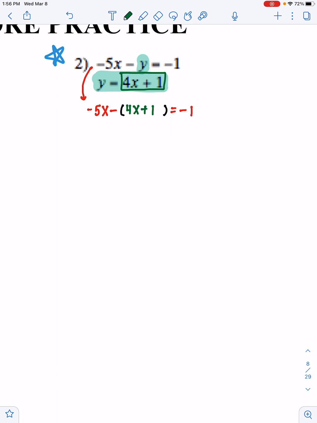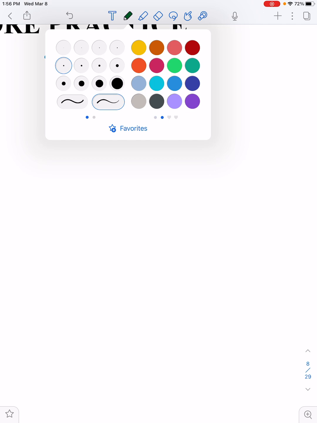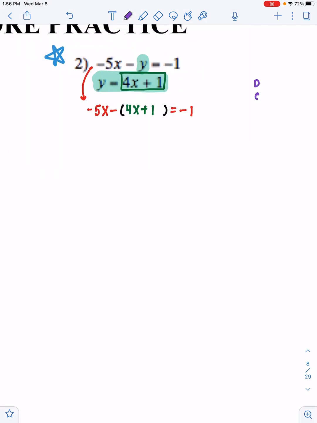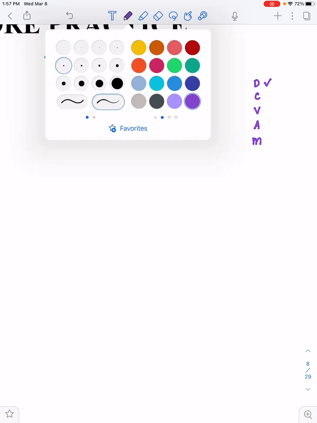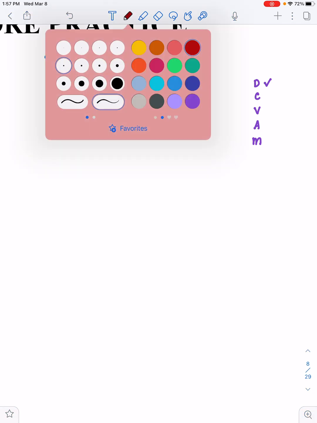Checkpoint. Make sure you only have one variable. Looks good so far. So once we have that, remember our steps. Don't call Veronica after midnight. Don't is distribute. So let's go ahead and distribute this time a -1, even though you don't see the 1 there. That makes this into a -4x. That makes that into a -1. Let's bring everything else down.